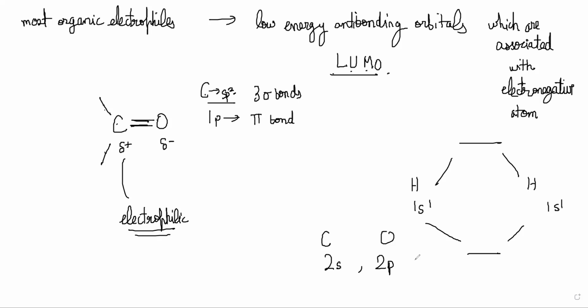Now the 2s part we can sort of ignore, but the 2p of carbon and the 2p of oxygen are combining, right? The 2p of carbon, there are 3 orbitals like that. And similarly there are 3 orbitals of oxygen. However, oxygen is lower in energy. Why is oxygen lower in energy?